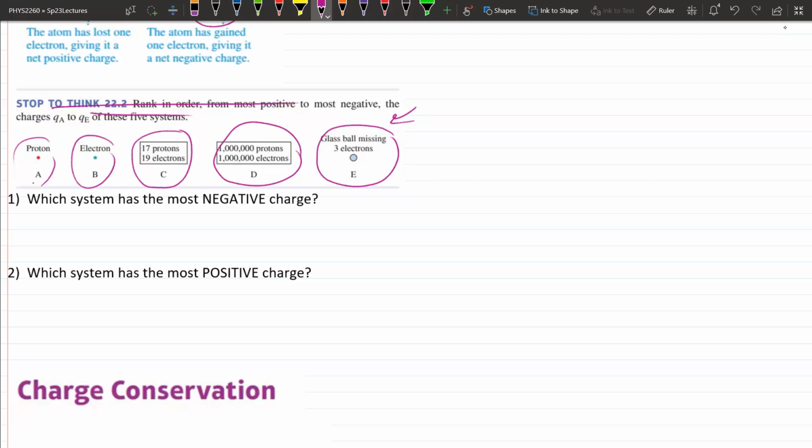Okay, so those of you who picked C are correct. Because a proton is a positive thing, so that's not going to be the most negative thing. One electron is going to be negative, but this system in the middle has 2 more electrons than protons. That means the net electric charge here, let's use capital Q, is 2 times the electric charge of an electron, which is 2 times negative 1.6 times 10 to the negative 19 coulomb. And that's the most negative you can be.